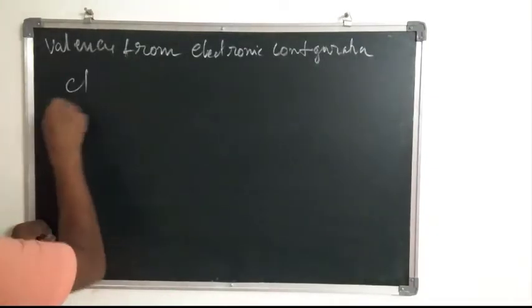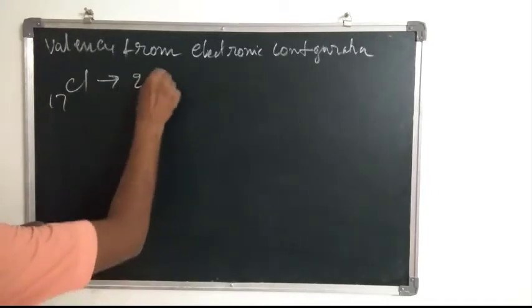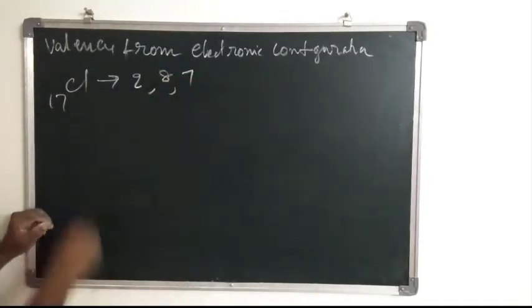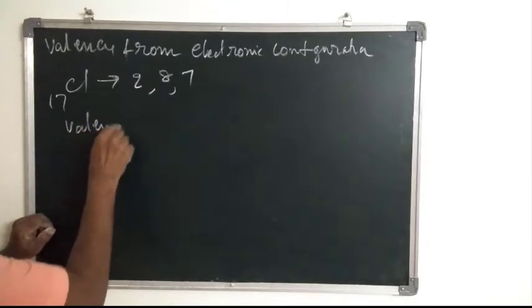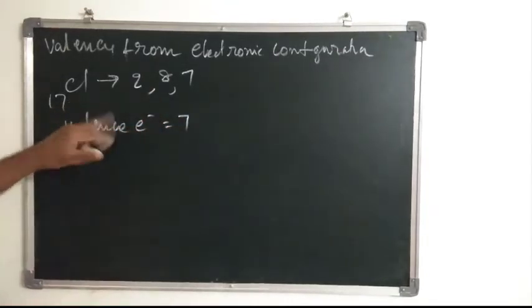Then let us see chlorine with atomic number 17. The configuration is 2, 8, 7. So the valence electrons are 7. So the valence of chlorine is 7.